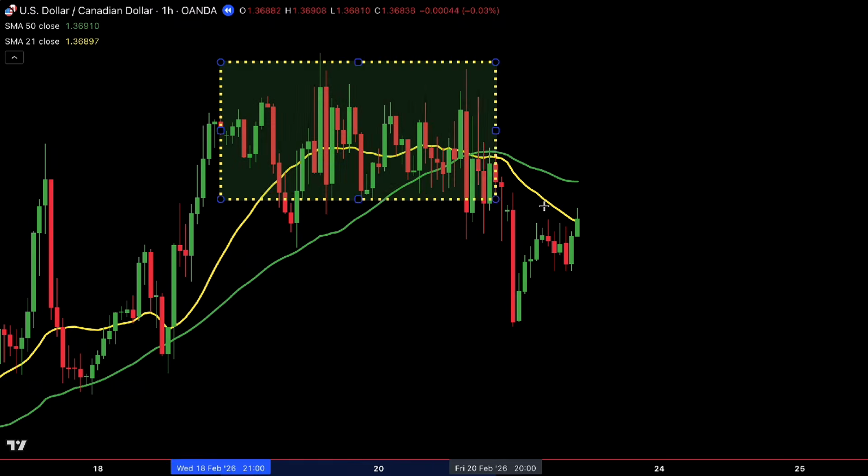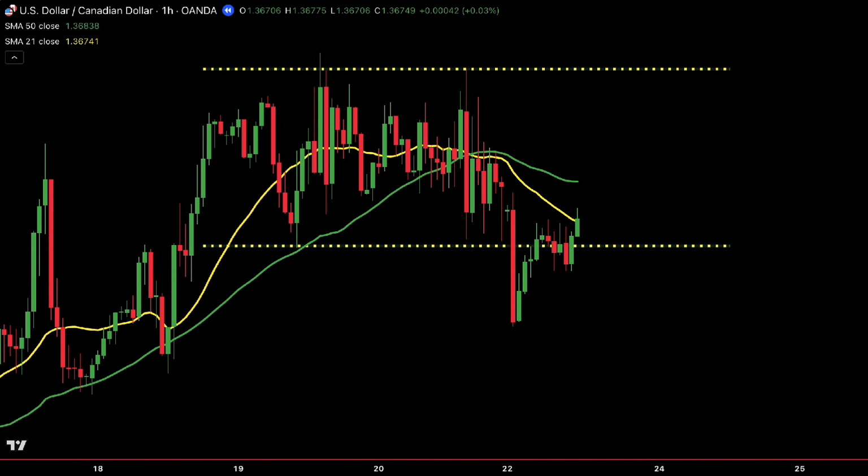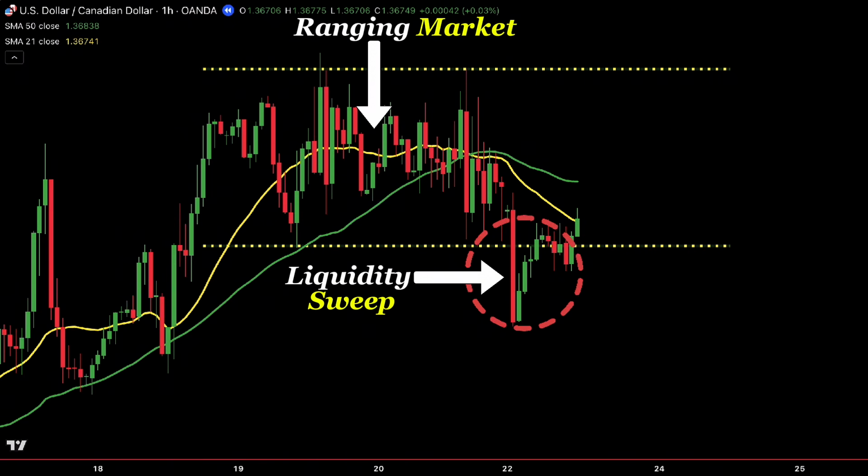Now let's switch to the 1-hour chart to see the bigger picture. As you can see, the market was ranging, price briefly broke below the range and then closed back above it. This is a clear liquidity sweep, which suggests that the market may continue moving upward, at least toward this resistance level. This higher timeframe analysis supports our bullish setup on the 5-minute chart.